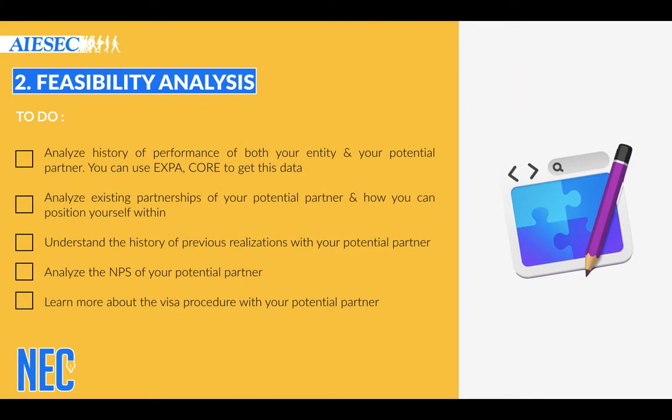The next step is to understand more about the feasibility of this partnership. And in order to do that, we need to analyze the history of performance of both our entity and the other potential entity. And in order to do that, we can use some platforms that will actually provide us with data such as Expand Core, and this step makes us understand more about the previous year's results, if there were any. Then what we need to do next is to analyze the existing partnerships of our potential IR, and that's with the intention to know from where our IR actually are getting their demand and how can we position ourselves to fit or even take over.